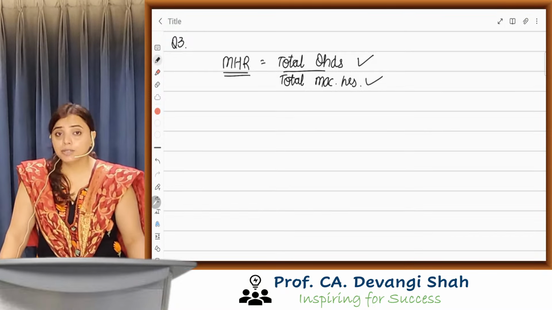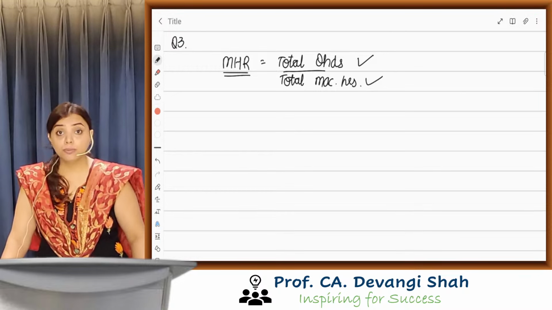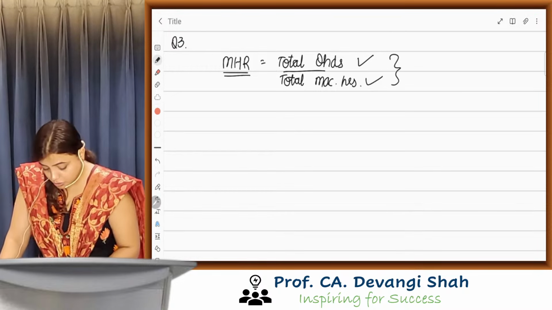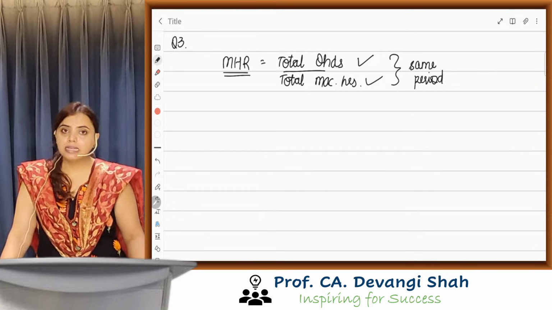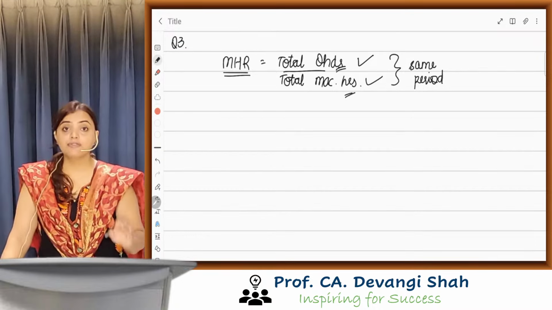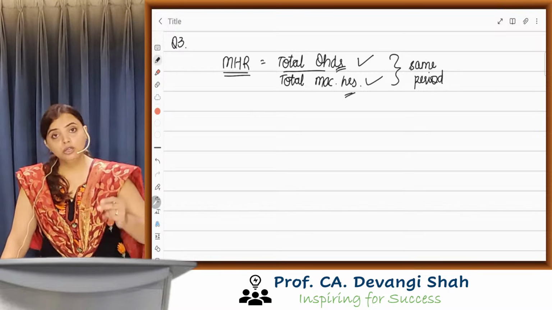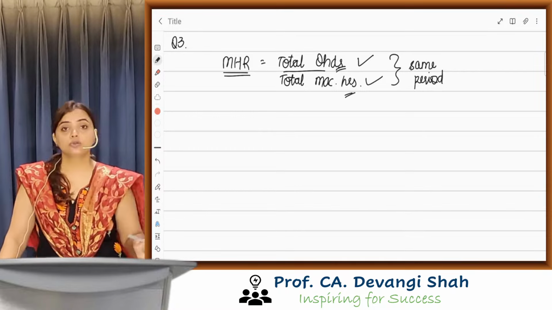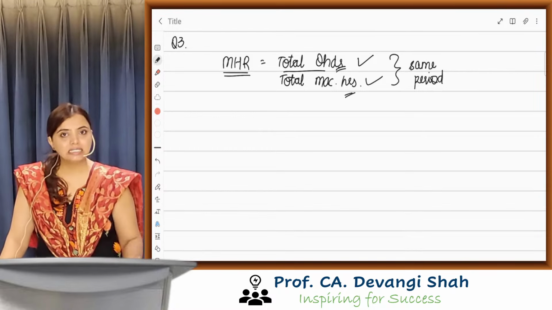But when I calculate these two things, I have to make sure that these two are of the same period. If I do a monthly calculation, overheads as well as machine hours have to be for the same period, for a month. If I do it annually, numerator and denominator both have to be for a year. Make sure. The confusion lies in this.